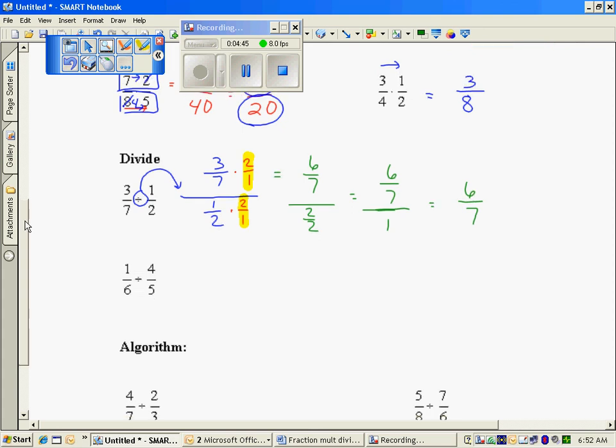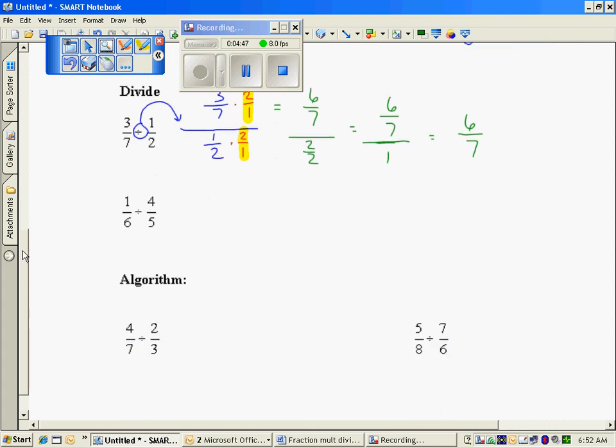Let's try that one more time, and then we'll see if we can't come up with a recipe or algorithm so we're not doing this every time. I'm going to rewrite my fractions as 1/6 divided by 4/5. I want a 1 in the denominator. I'm going to multiply it by 5/4.